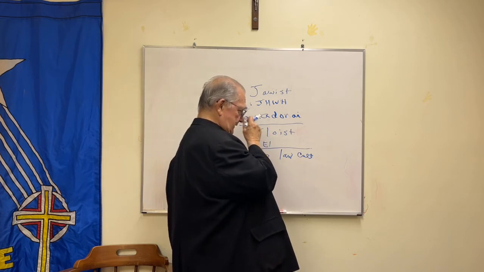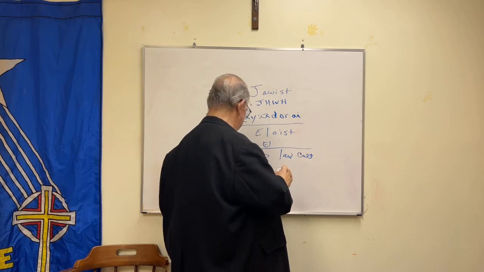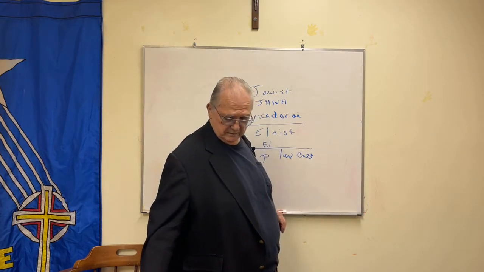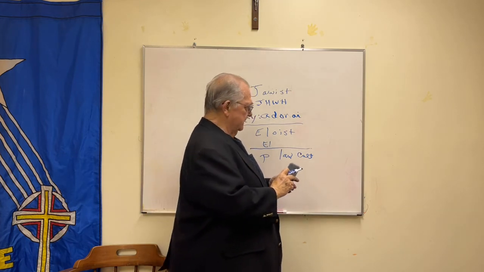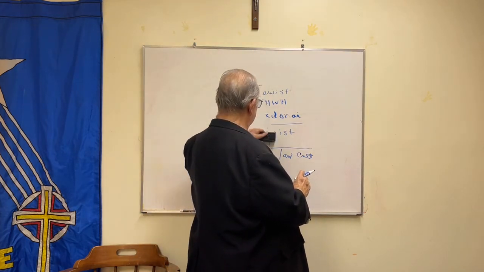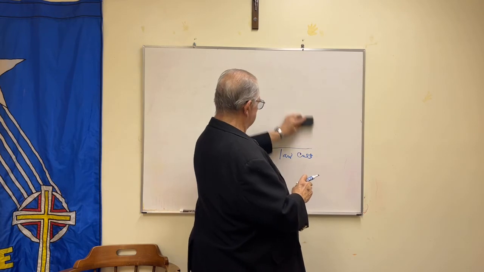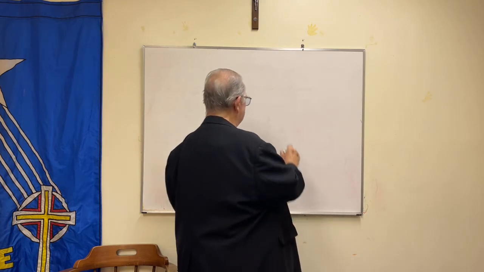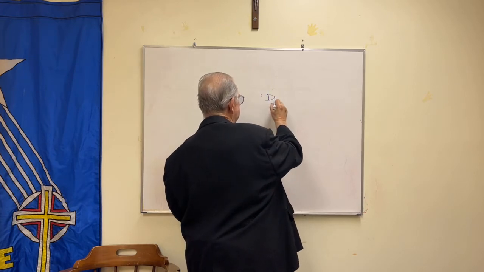J, E, P, and then finally the last one. I'm going to take this off the board so I can have more board space. D, Deuteronomic.